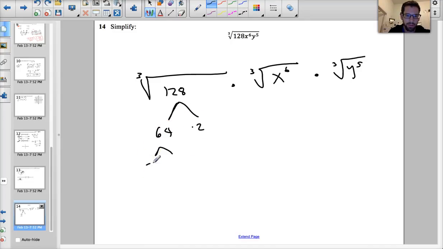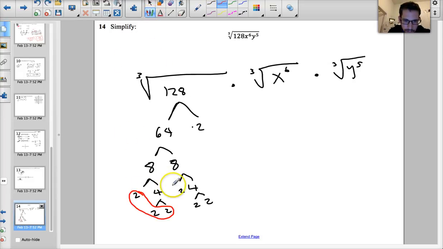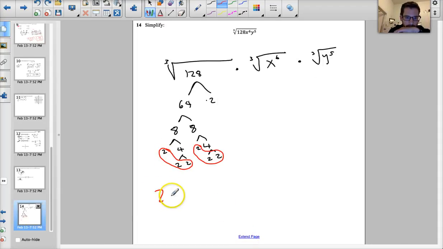64 I know is going to be equal to 8 times 8, and I know that each of these are going to be equal to 2 times 4, and I know that each of these 4s are equal to 2 times 2. So I really have a lot of 2's coming out of here. Let's see how many groups of 3 I can get. So I am going to have, I'll switch colors, a group of 3 2's right here. I'm going to have a group of 3 2's right here. And then I'm going to have this extra 2 hanging out. So this is going to be rewritten over here as 2 times 2, because each of these groups become a single 2 on the outside with a 2 in the middle.